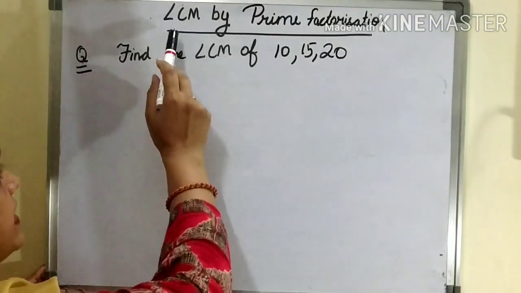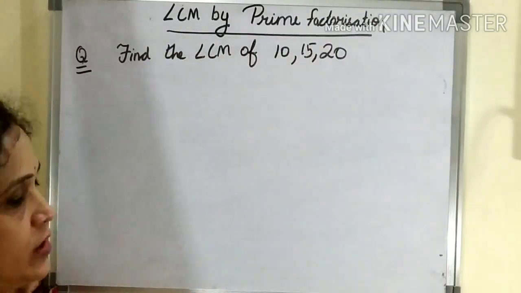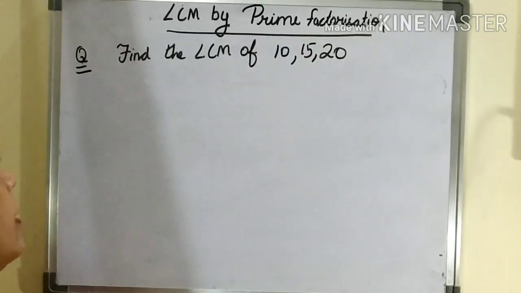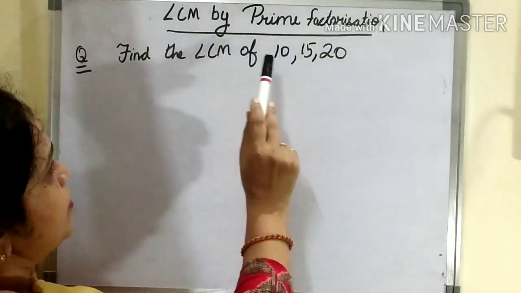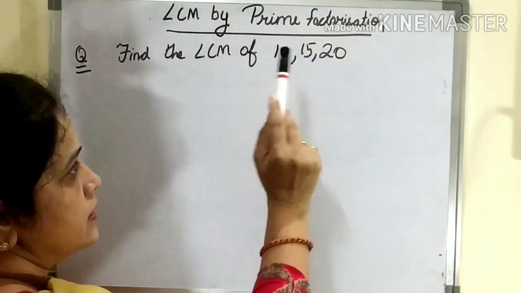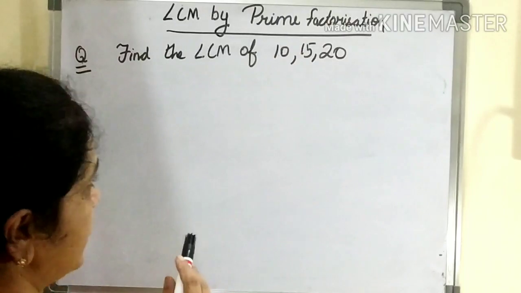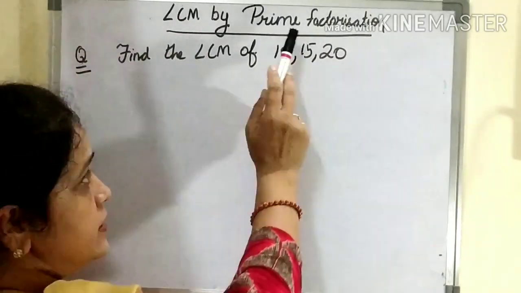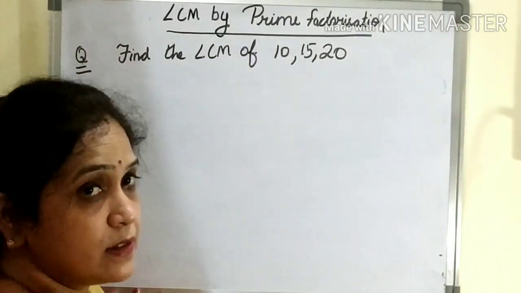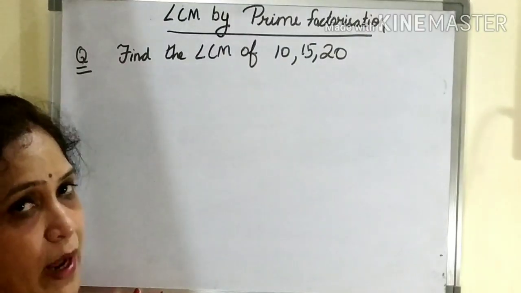The next method is LCM by prime factorization. Now how to find LCM by this method? So same question I am taking. Find the LCM of 10, 15 and 20. First I found it by listing the multiples. Now I will find it by prime factorization. Prime factorization we have learnt in HCF also. Prime factorization means expressing a number into its prime factors.